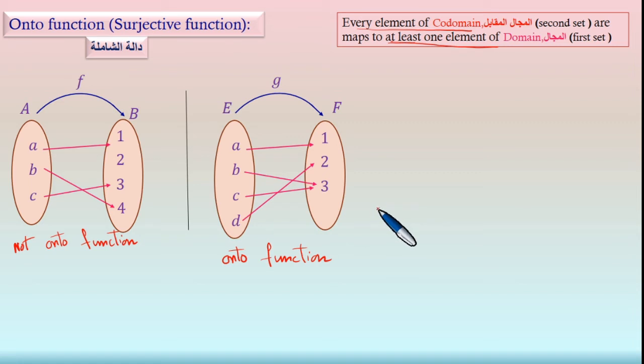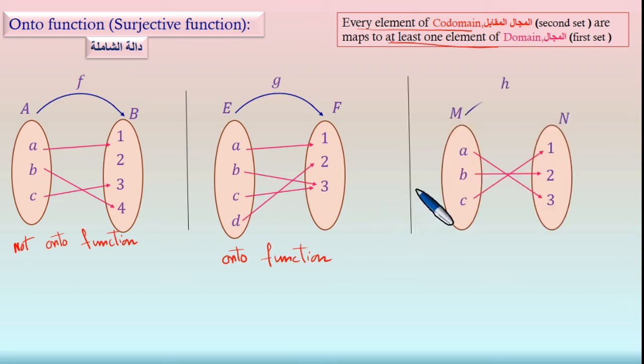Now let me see one more example. Function h which maps from M to N. Here the codomain elements are 1, 2 and 3. Just check here. These 3 elements have the mapping. At least one mapping, right? 1 has the pre-image C and 2 has the pre-image B, and for the 3 the pre-image is A. So all the elements have at least one pre-image, so therefore it is onto function. So this is also an onto function.